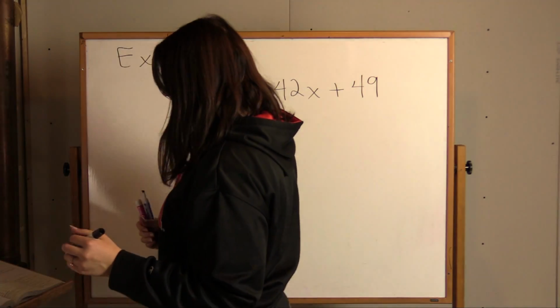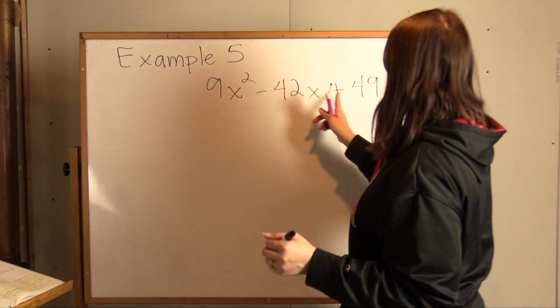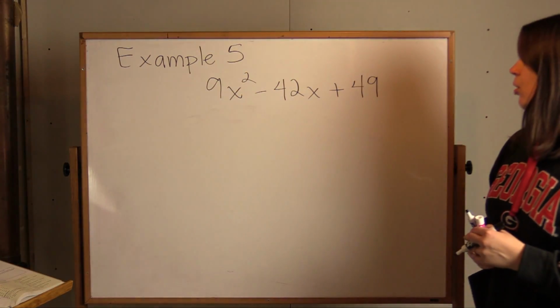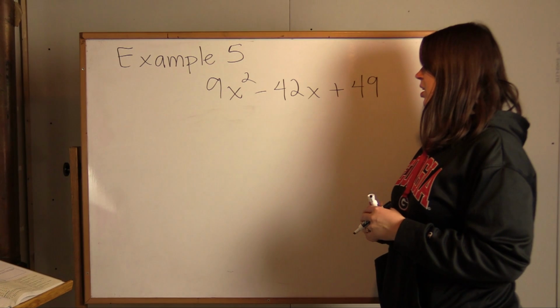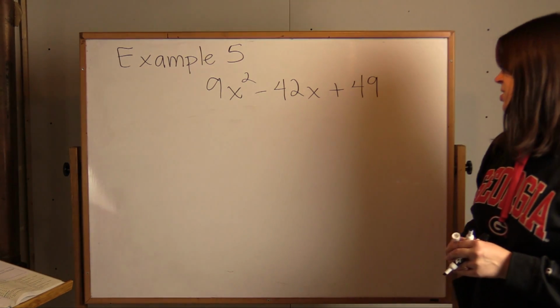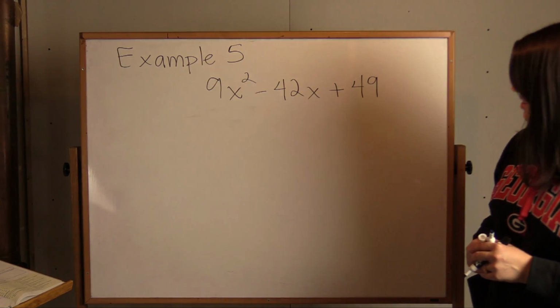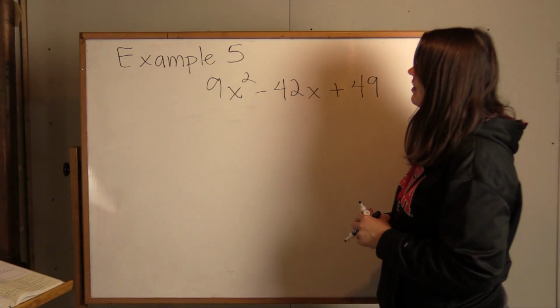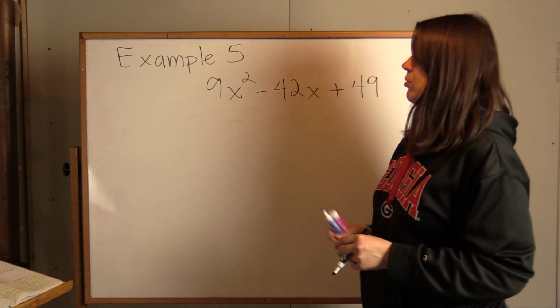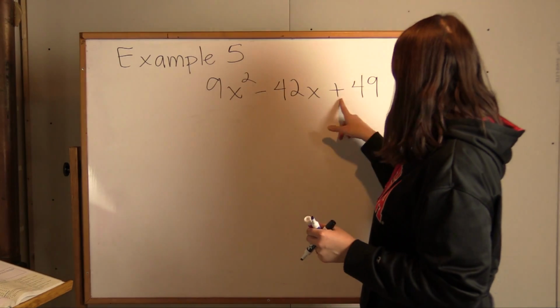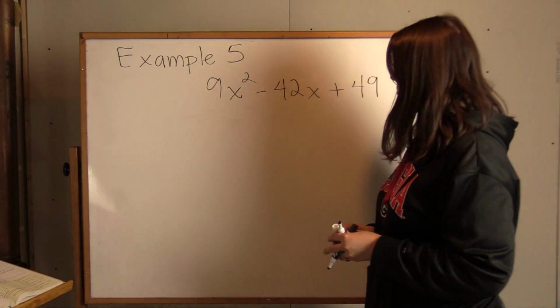So looking at this, we have a minus sign here and a plus sign here. So we're going to end up looking for two factors of 9 times 49 that add to equal negative 42, because this is a plus sign.